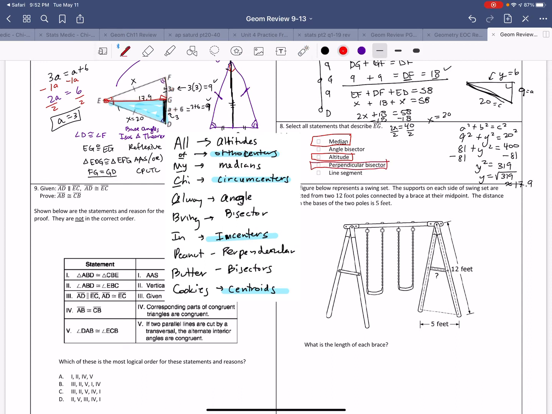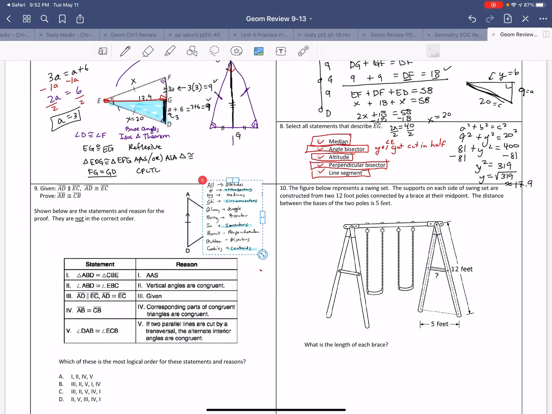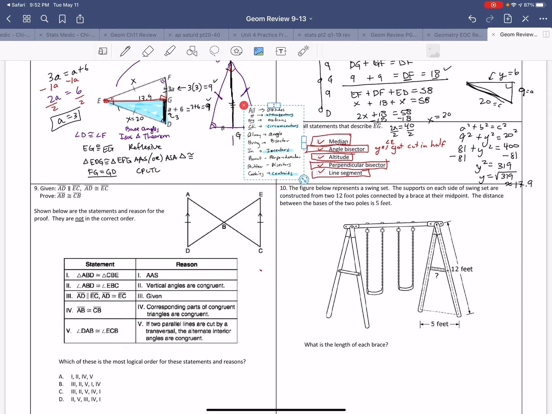Is it an angle bisector? Well, yes, this angle E got cut in half. So yes. And is it a line segment? Yes, it's a line segment. So I'm going to select all of them. Wow. Crazy town. Okay, very interesting. So I'm just going to stick that here. Cool. All right, question number 9.